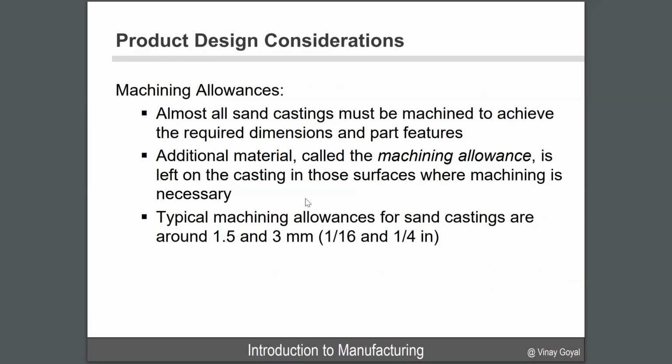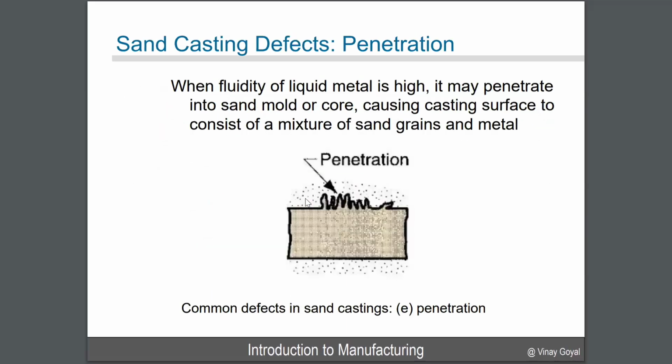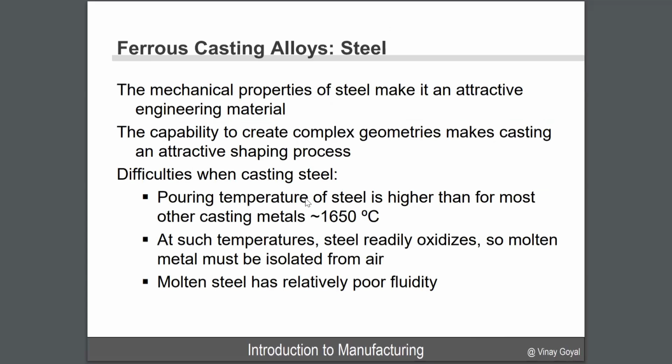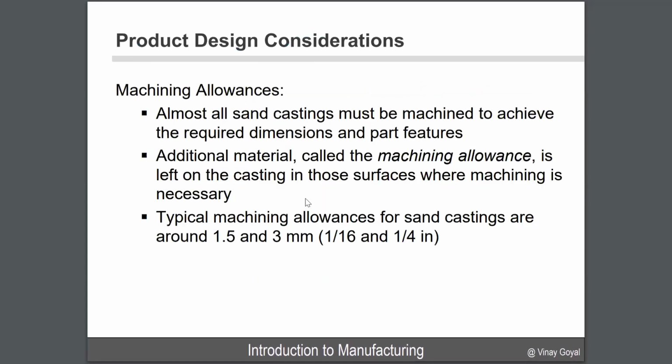Machining allowances, another product design consideration. Almost all castings must be machined to be able to achieve the dimensional tolerances you want. And we call the additional material the machining allowance. So basically you're making it slightly larger so you can then machine it nicely. And also you can take care of these kinds of defects. Like if I were to have this defect, if I have oversized it a little bit, I can now machine that off, right? So there's some benefits. These are things you want to think about that are so important. Typical machining allowances for these sand castings can be between 1.5 to 3 millimeters. And if you like British units, a quarter of an inch.